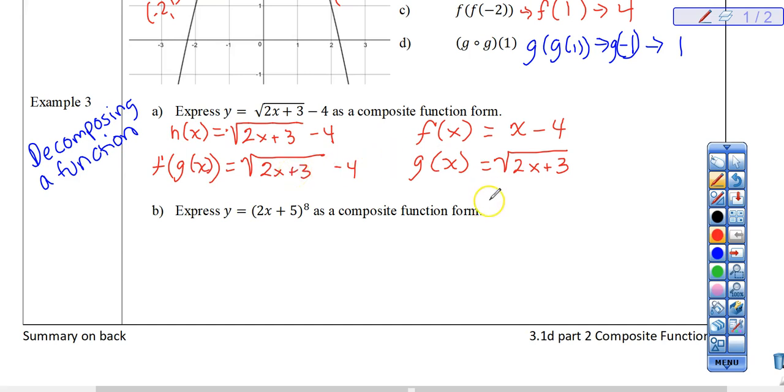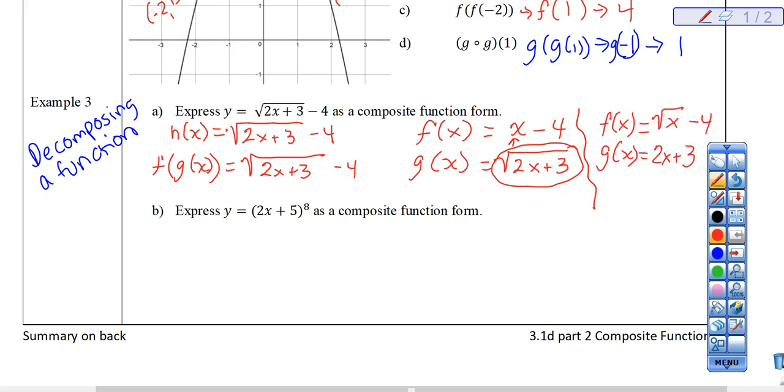Now let's check it. Am I right? If I plug this into x, will I get this final statement? I will. So here's what I'd like to see you do. Come up with your own. All right, so there's another option where you put your square root in your f of x. All right, so try the next one.